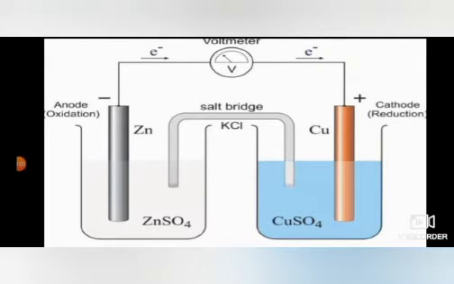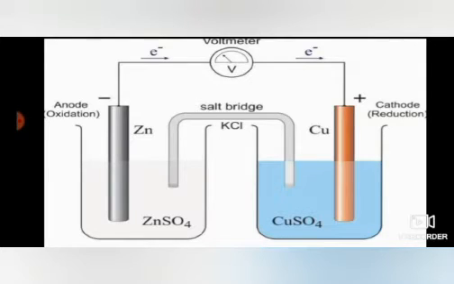Here, as you can see, there is a salt bridge, which is a U-shaped glass tube containing electrolyte KCl in agar-agar solution. Function of the salt bridge: it completes the circuit and maintains electrical neutrality.